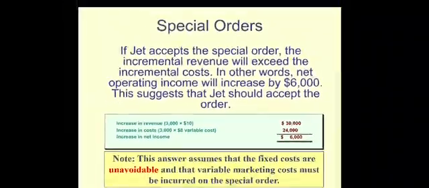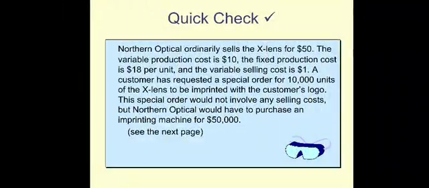So let's see, there is another example related to this. This is another example related to special order. Northern Optical ordinarily sells the X lens for $50. Okay, this business produces one product, X lens. The price of the product is $50. The variable production cost is $10. Fixed production cost is $18 per unit. And the variable selling cost is $1.